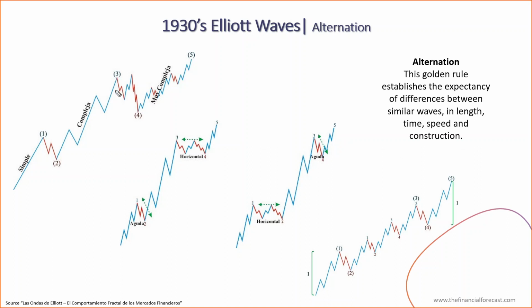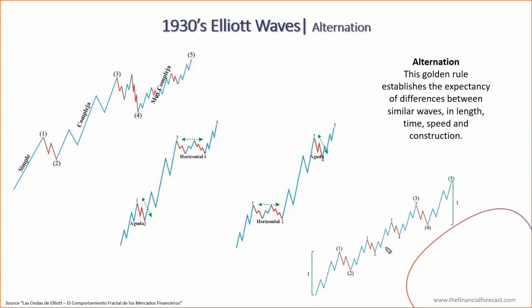And the construction. Elliott mentioned this especially with the corrective waves, and he said if the first corrective wave is a zigzag, then we can expect that the next corrective wave will be a flat. And the same, if we have a really deep correction in the first corrective wave, then we can expect a shallow correction in the next one. Okay? Same happens with extensions.